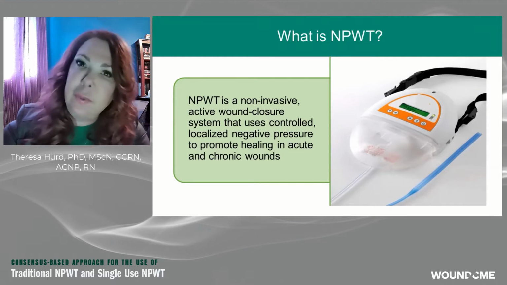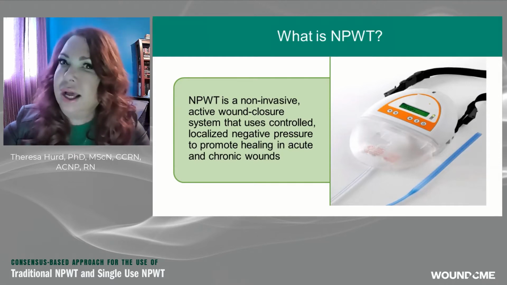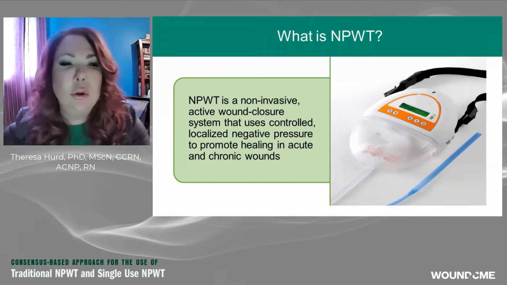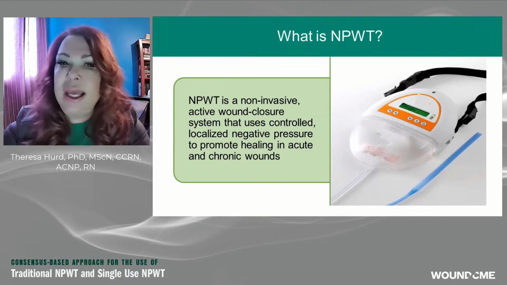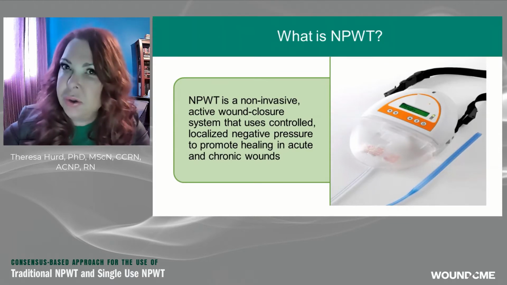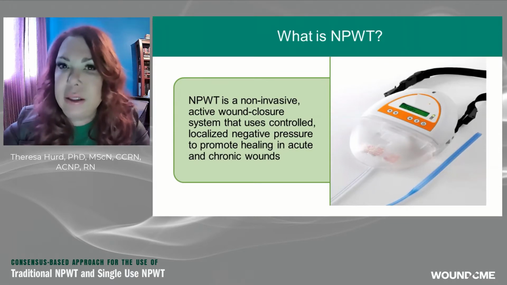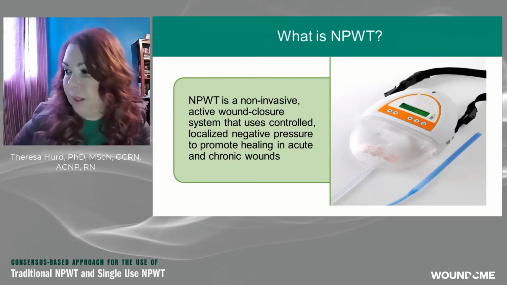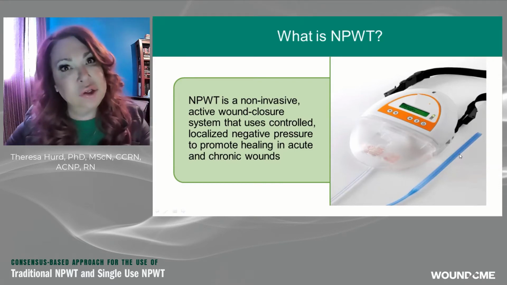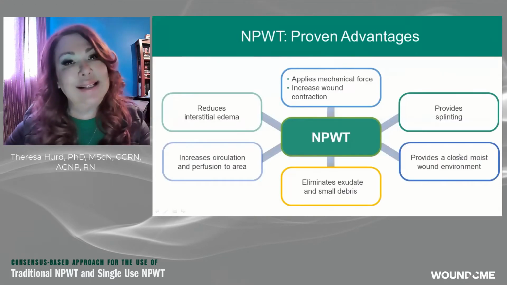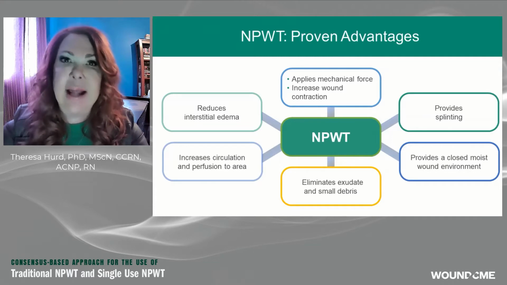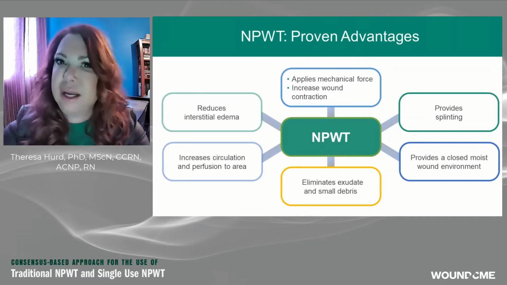And what has negative pressure given us? Negative pressure has been something that we could use that we consider a wound closure system. In other words, it provides negative pressure to the wound site to promote healing, both in acute and chronic wounds. And once again, we have traditional negative pressure and we have what we now call single-use negative pressure. Over the last 20 plus years, we have learned exactly what the advantage is to negative pressure.